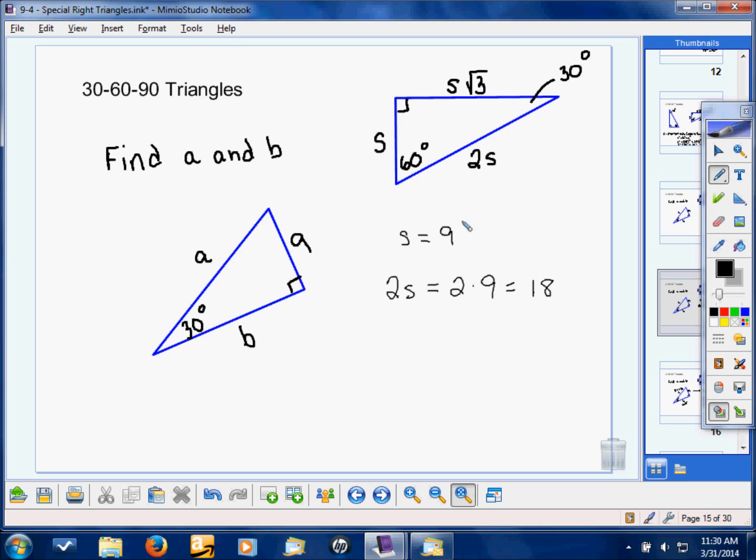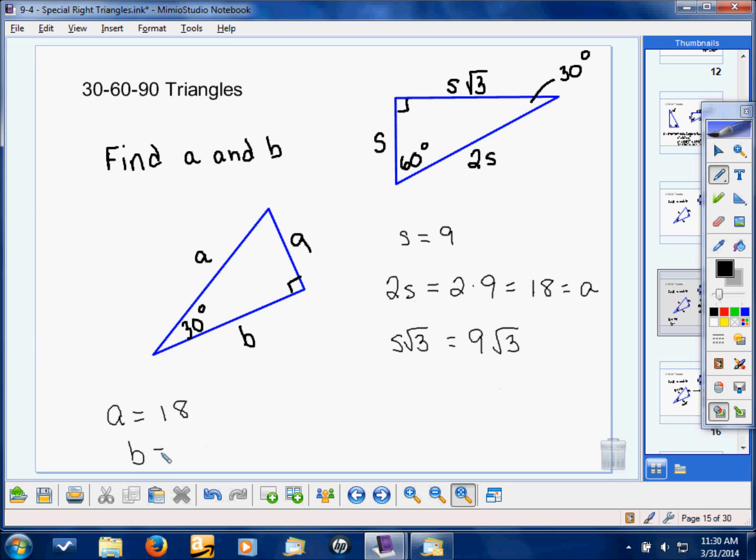Once you've found your side, multiply it by 2, that gives you 2S, which, Alvin, I think you were trying to tell me which letter that is on this. A. Okay, so A is 18, so we have that number. We have one more side of the triangle. We have S square root of 3. So 9 square root of 3. That goes in B.